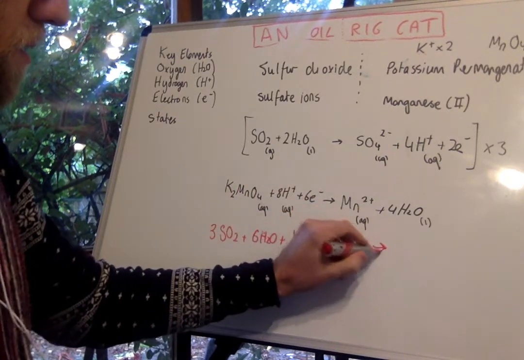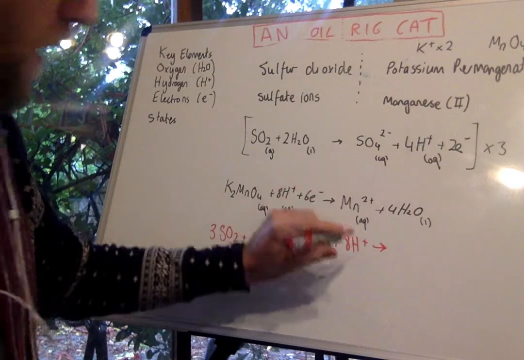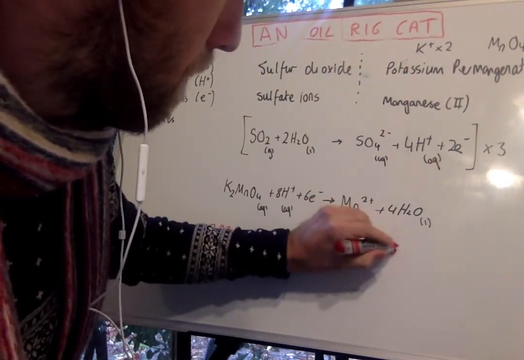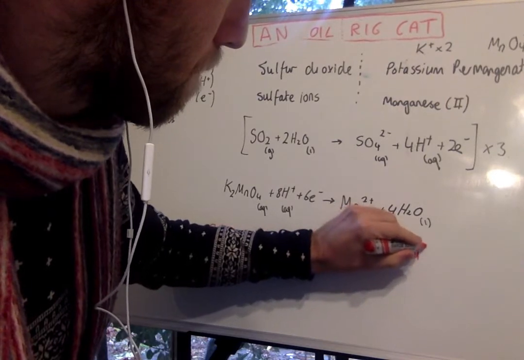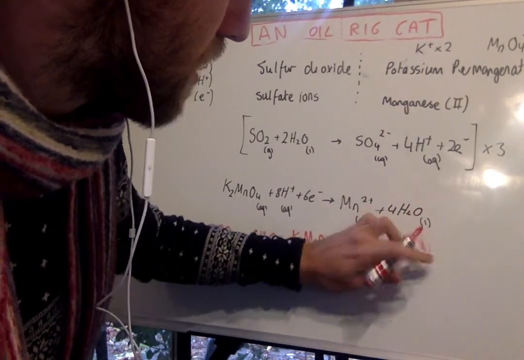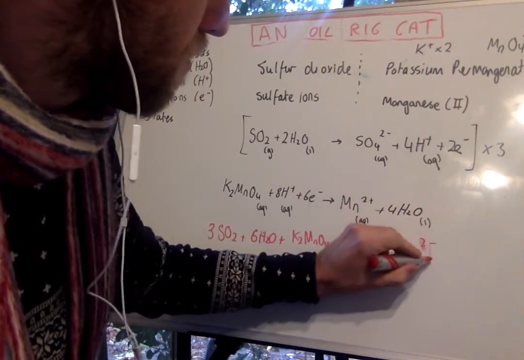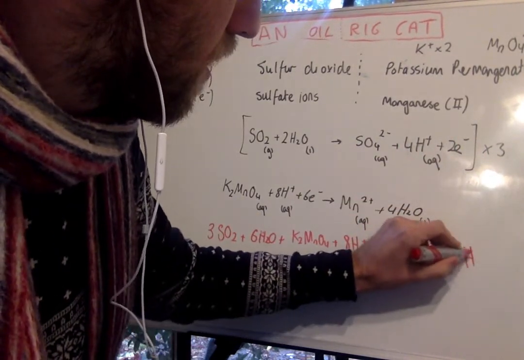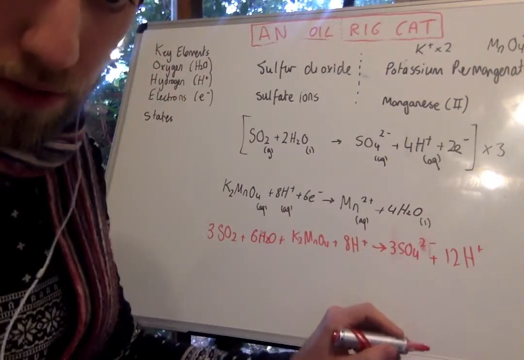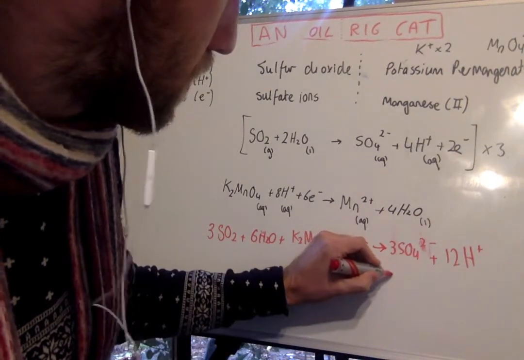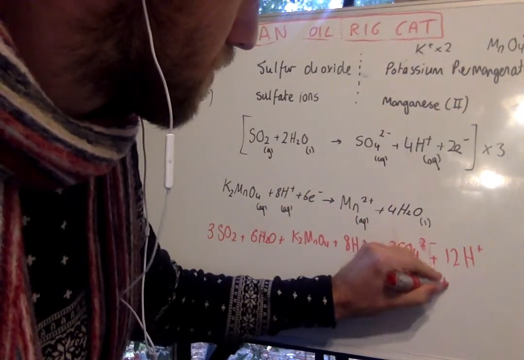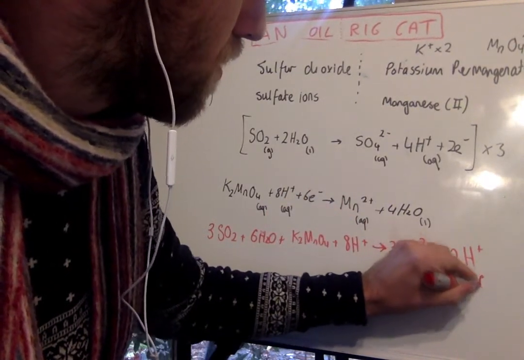And then that goes to, for my products, I've got 3 times SO4, 2 negative. Oh, and make sure I write that. 2 negative, damn it. 2 negative plus, and I've got 3 times 4H plus, so 12 hydrogen ions. I'm just wondering if I'm running out of time. I'm just going to do it underneath as well. Plus Mn2 plus, which is from this bit, and lastly 4H2O.